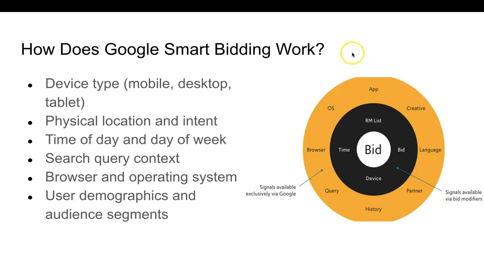That could be based off of the device type, mobile, desktop, or tablet. It's also based off of the physical location and search intent, the time of day and the day of the week, the search query context, as well as browsers and operating systems. And it's also based off of user demographics and audience segments.